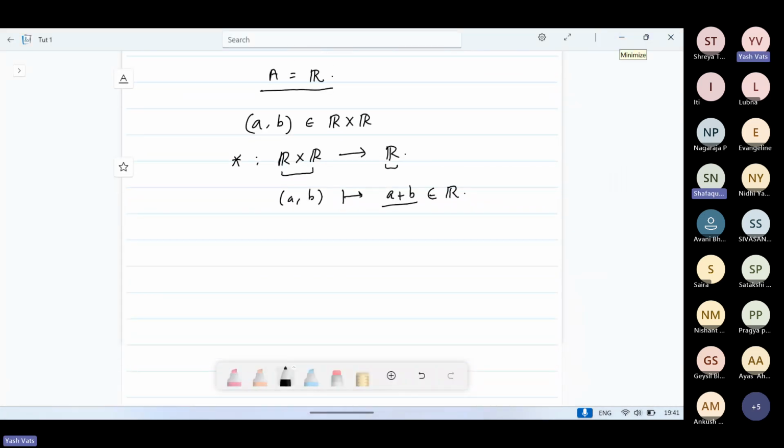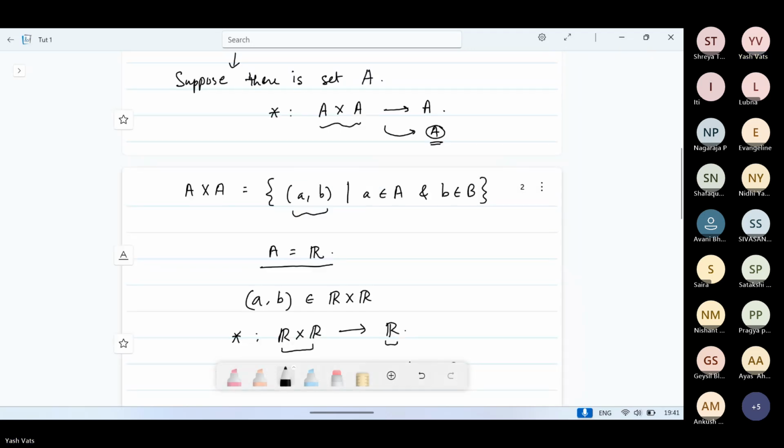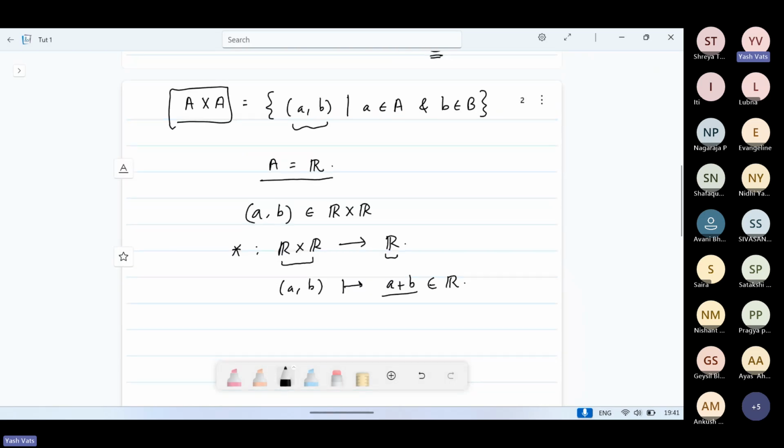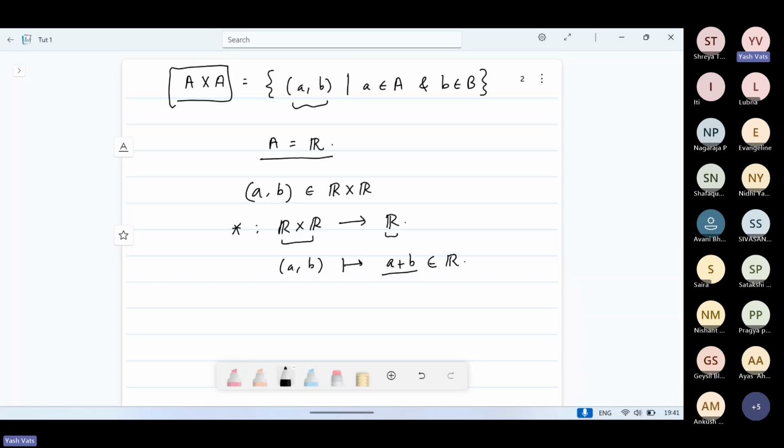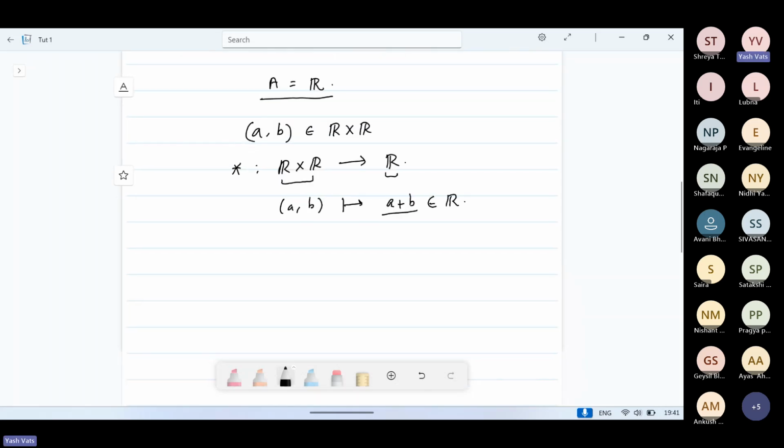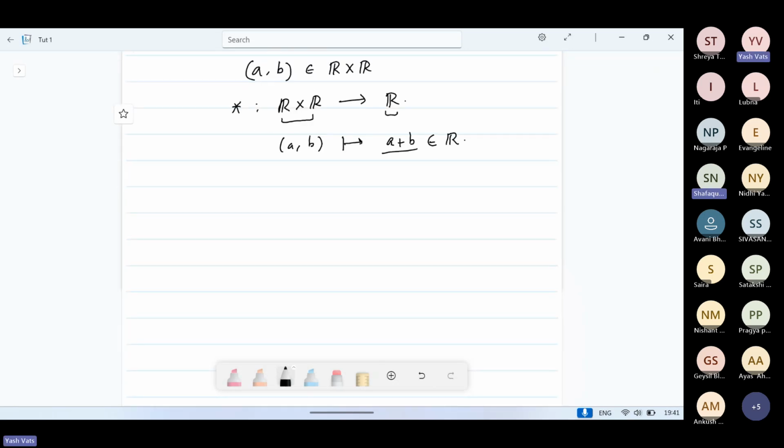So it's just a function. It's just a function from the Cartesian product of A with A to A. Here A is R, so I've just taken it for an example. It just sends a tuple from R cross R to R. So it's just a function. So using that, we define what is a group. So I just write what is a group.